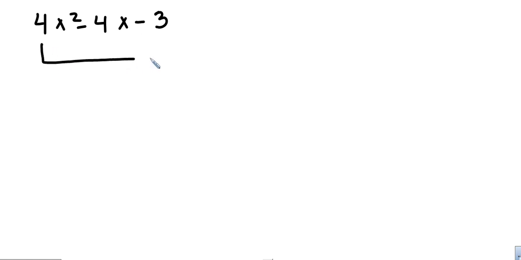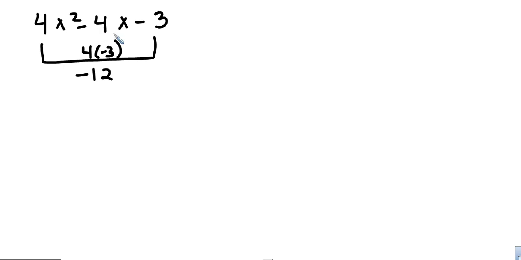Let's do 4x squared minus 4x minus 3. No common factor. Nothing will go into 4 and 3 evenly. So I need to use this new process. So I'm going to multiply 4 times negative 3. And 4 times negative 3 is negative 12. So now I need to look for factors of negative 12 that add up to negative 4.